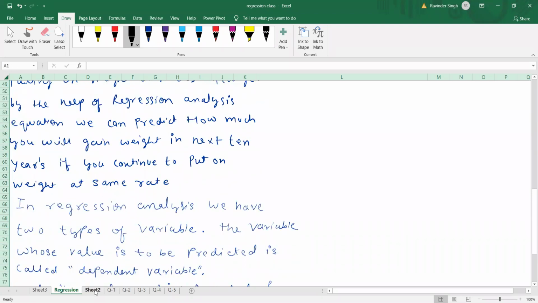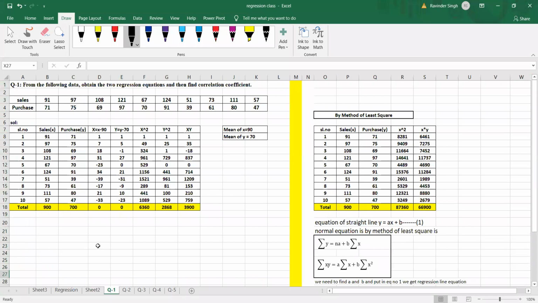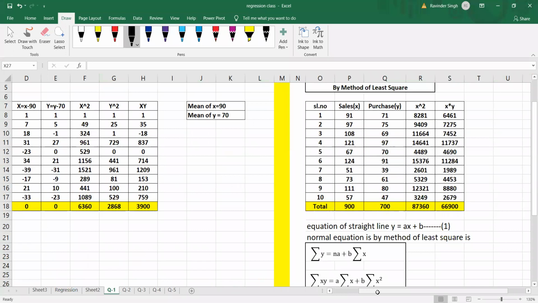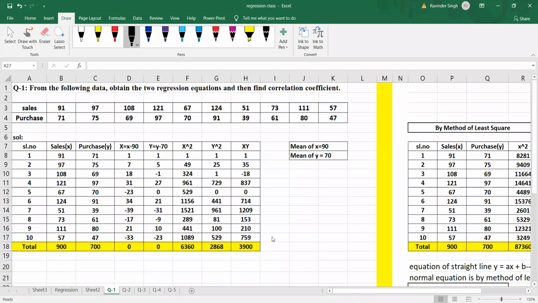Okay. So now let's go to question number 1 directly. So see the question. From the following data, obtain the two regression equations. Two regression equations means both y on x and x on y we have to find, and then find the correlation coefficient. It means we have to find the R, from the given set of data.